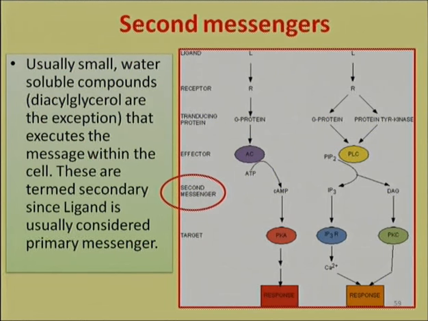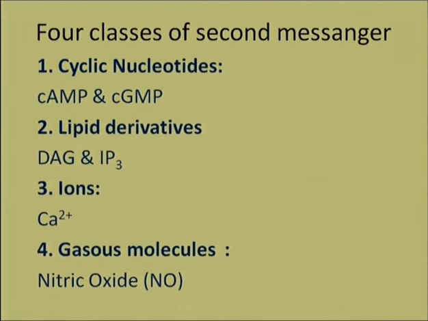These are also termed secondary messengers because the primary messenger is the ligand molecule that remains outside the cell. Within the cell, an important entity that carries out the entire signaling is the secondary messenger. So these secondary messengers play a very important role in signaling cascades, and by acting on a variety of protein kinases, they will bring about the required effect.